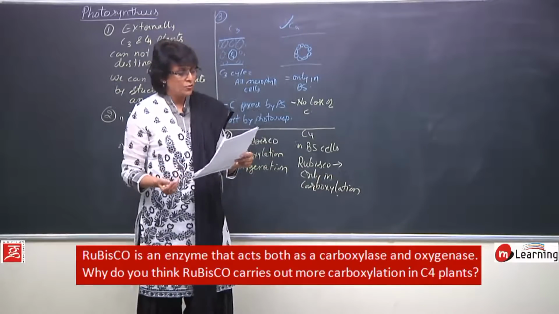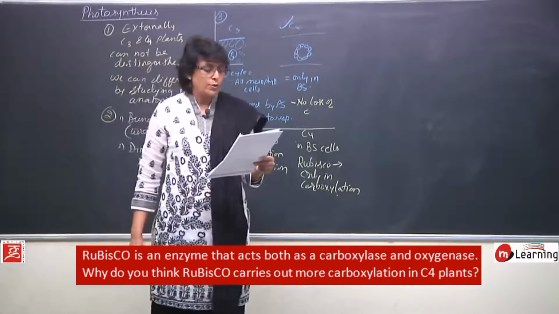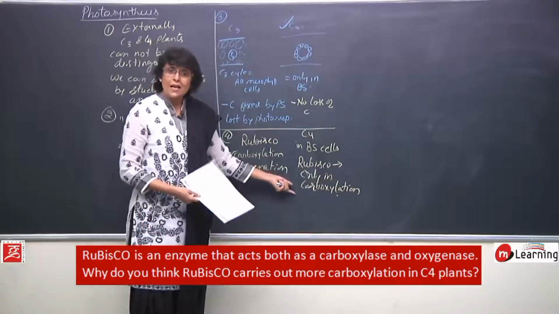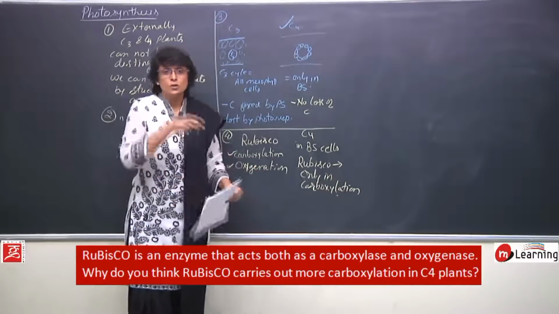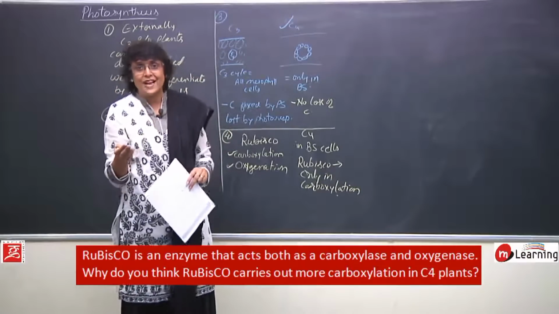So, our question was, Rubisco is an enzyme that acts both as carboxylase and oxygenase. Why do you think Rubisco carries out more carboxylation? Rather, only carboxylation. Rubisco is not there in the mesophyll cells to bind with oxygen and carbon dioxide.